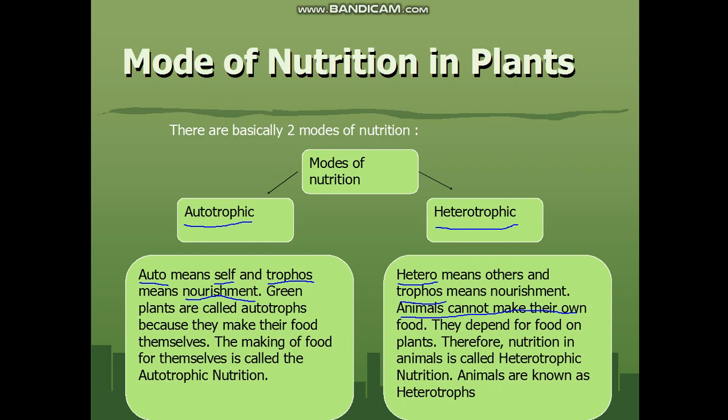We all are dependent on green plants, which is autotrophic nutrition, because without photosynthesis there will be no plants, and if there are no plants, what will we get to eat? So if there are no plants, we can think that we can eat animals, but animals also depend on plants for their nutrition.